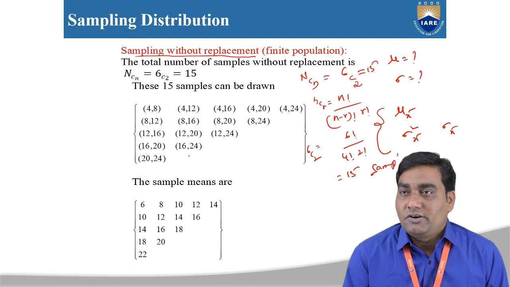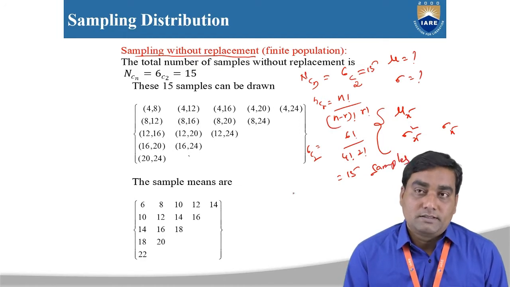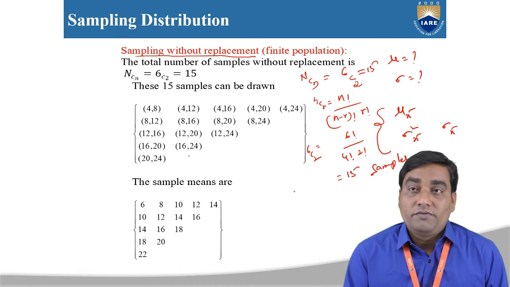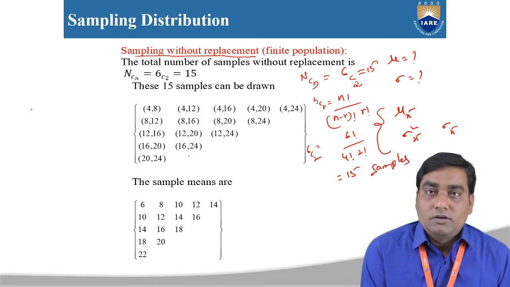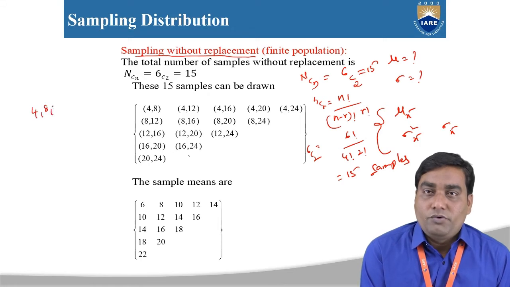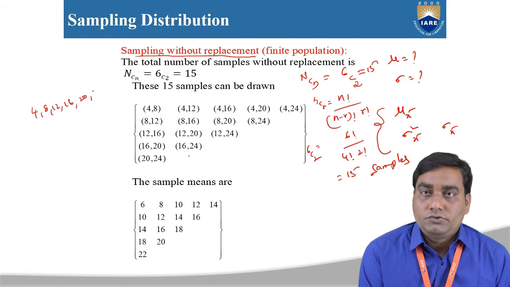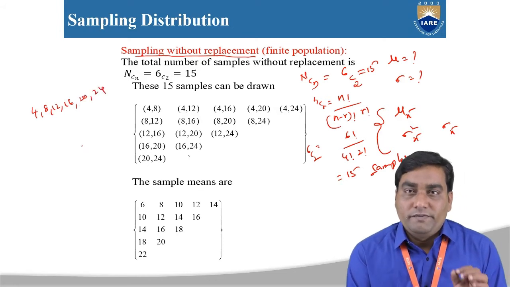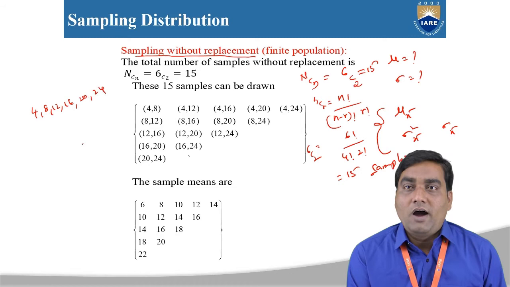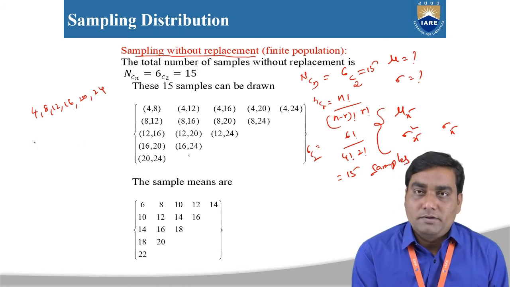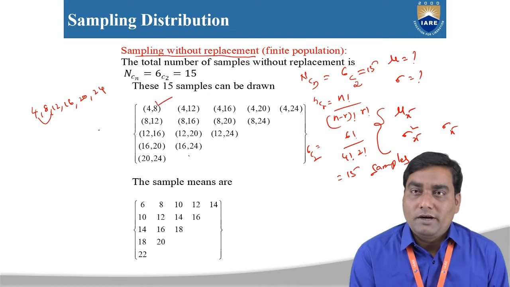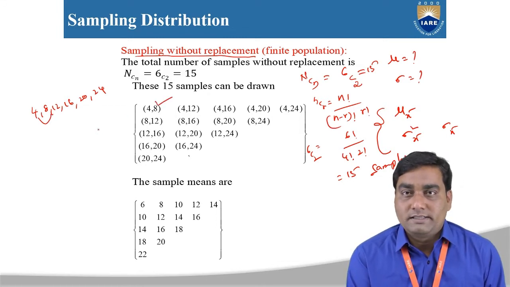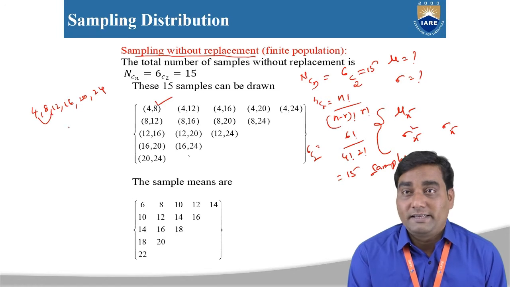That means we can draw 15 samples in the without replacement case. Actually, the population values are 4, 8, 12, 16, 20, 24. With the sample size 2, we have to choose the samples. First one, 4, 8. We are not going to consider 4, 4 because it is the without replacement case.